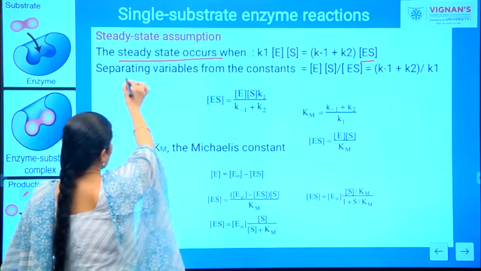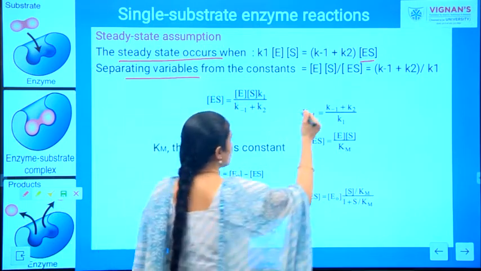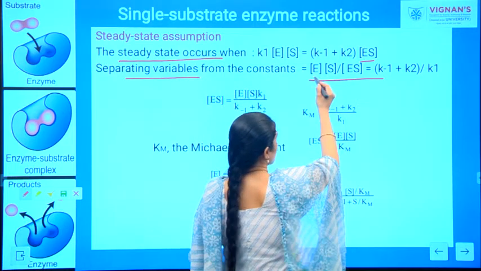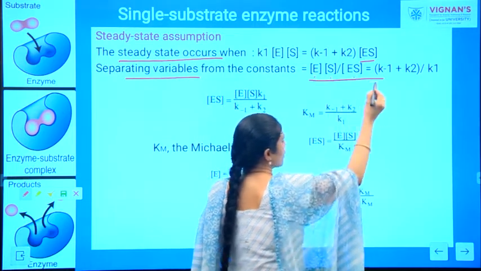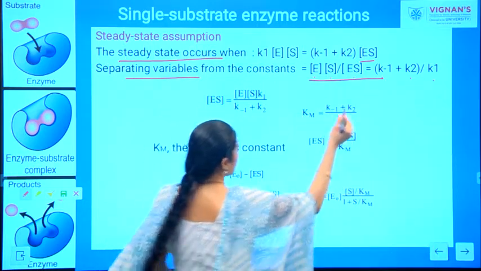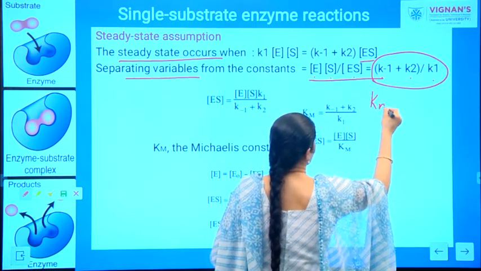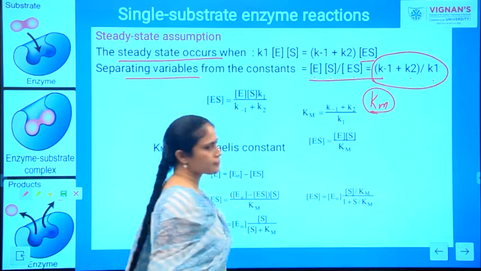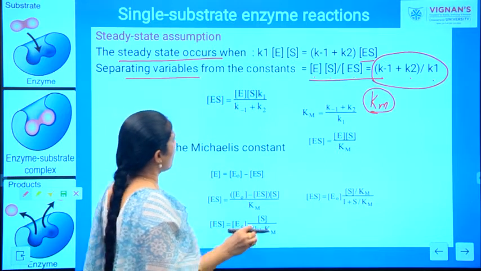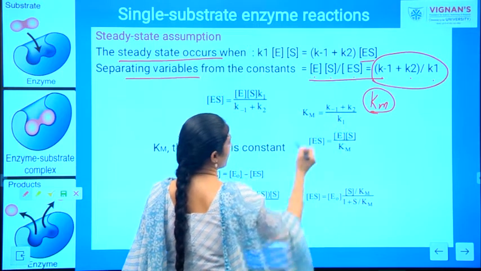And now separating the variables from the constants, you bring all the constants aside and all the variables aside, you will be getting this particular equation: concentration of E into S divided by ES is equal to K minus 1 plus K2 divided by K1. You are designating this phrase as Km. Km is nothing but the Michaelis-Menten constant. So Km is equal to K minus 1 plus K2 divided by K1.